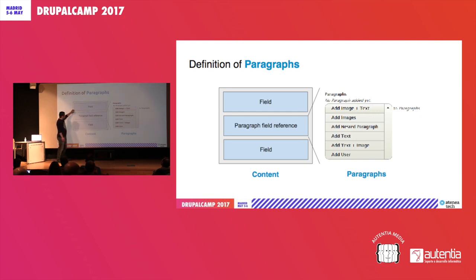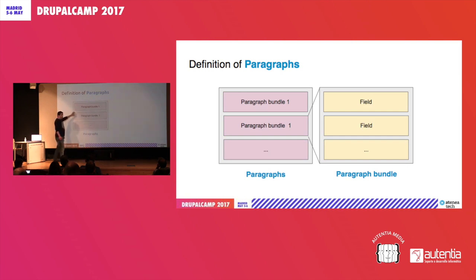You can imagine here that you have a where field, another when field, and here a paragraph field reference. When we edit, we can see this. We add a paragraph and we have different kinds of paragraph bundles. What is a paragraph bundle? It could be an image plus text, images, nested paragraph, text. There are a lot of lists.